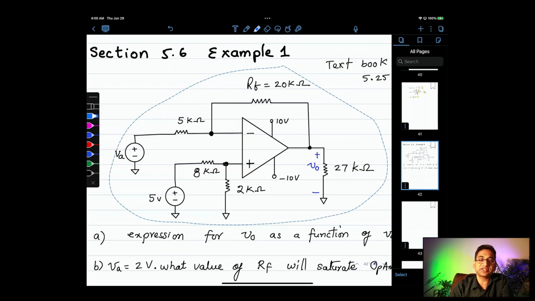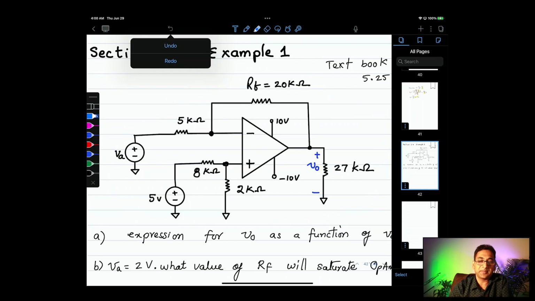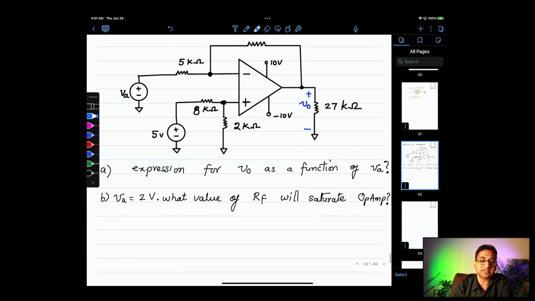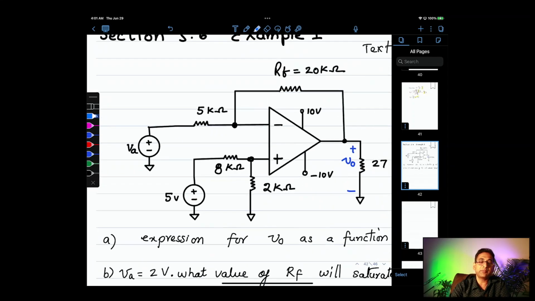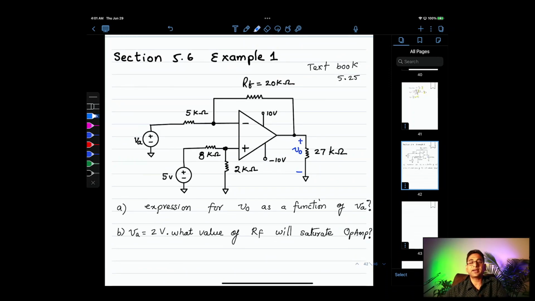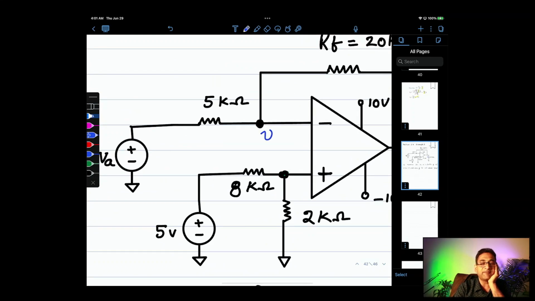So now the first part of the question is, write the expression for VO as a function of VA. VO is the output voltage, VA is the input voltage on the non-inverting terminal. How do we go about that? Here is my strategy. If I know a value for Vn, then I should be able to write KCL at that node. But how do I know the value for Vn? Well, simply by knowing the value of Vp, that is the same as the value of Vn.